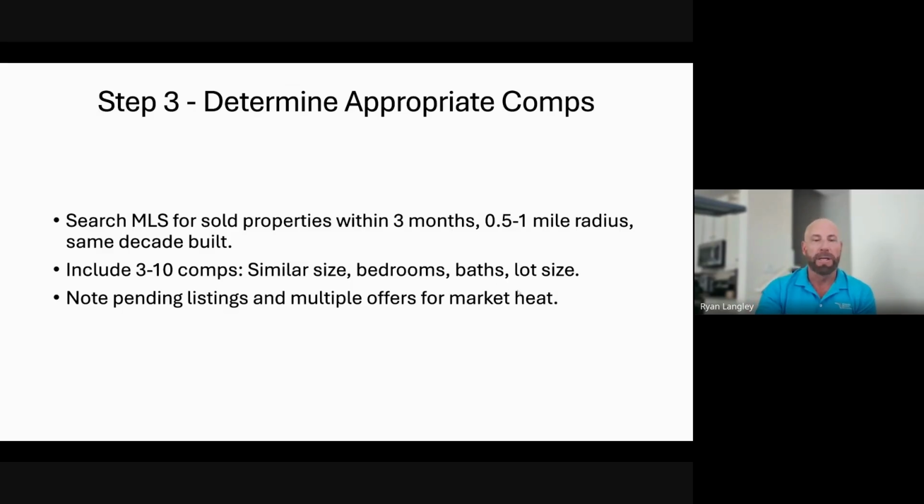Include 3 to 10 comps, similar size, bedrooms, baths, and lot size, as close as you can. If it's not similar at all, we're going to adjust, which we're going to show you how to do when we do the sample one. Note pending listings and multiple offers for market heat.